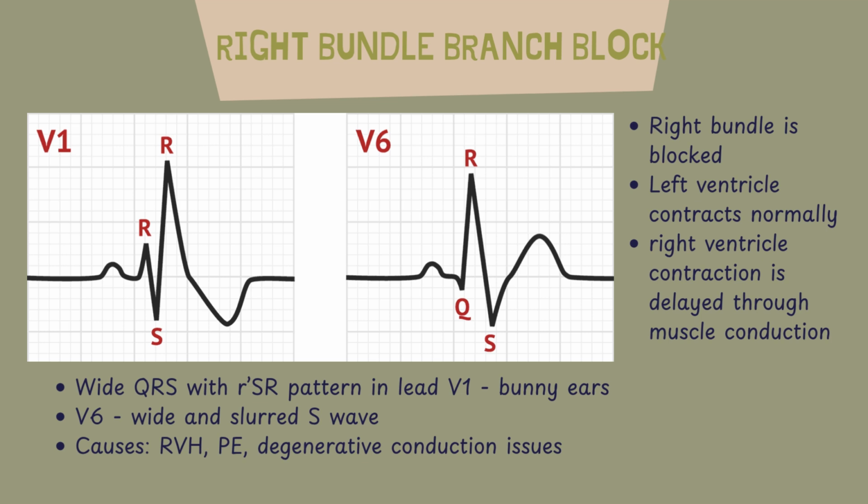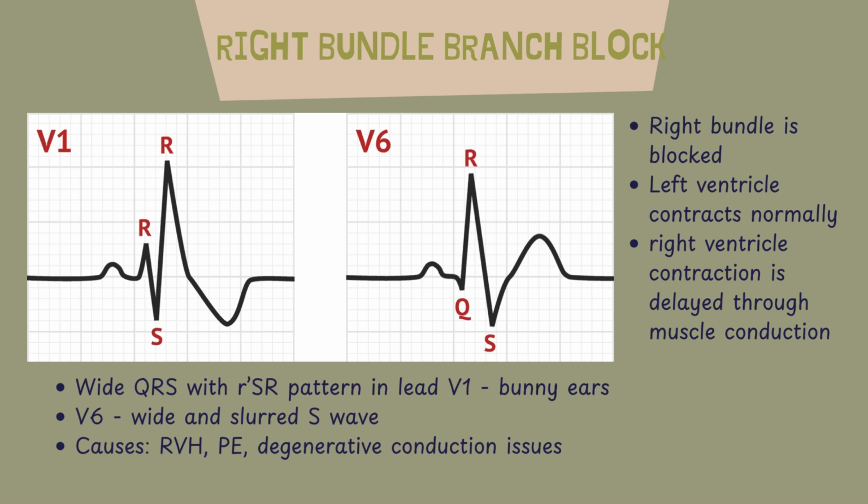In a right bundle branch block, the right bundle is blocked. So the left ventricle still gets activated on time, but the right ventricle has to wait. It gets the signal late through muscle fibers. On the EKG, here's what we will see. We will see a wide QRS, more than 0.12 seconds, or 3 boxes.